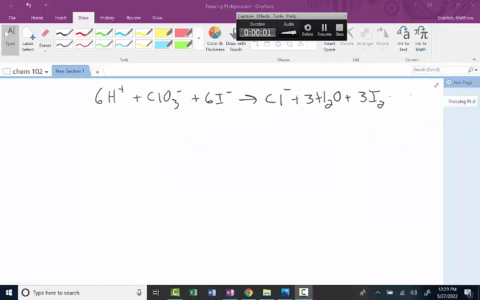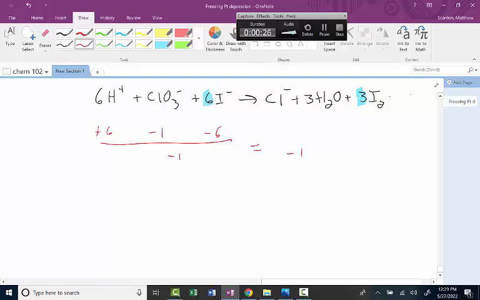Just to be certain, I rewrote everything. And this is the 6I minus and the 3I2 that I forgot. And we'll double check charges. Plus 6, minus 1, minus 6. That totals up to minus 1. And we have minus 1 on this side. So we're good to go.